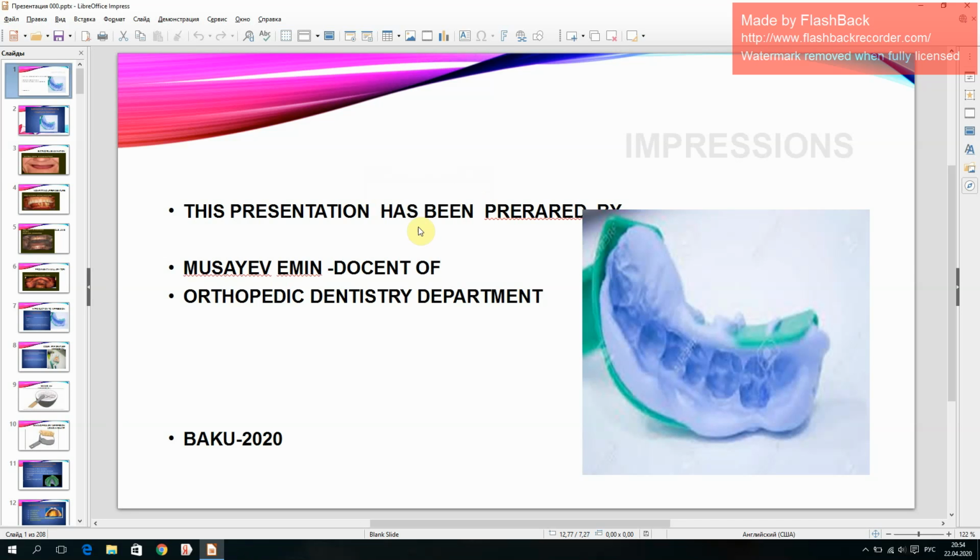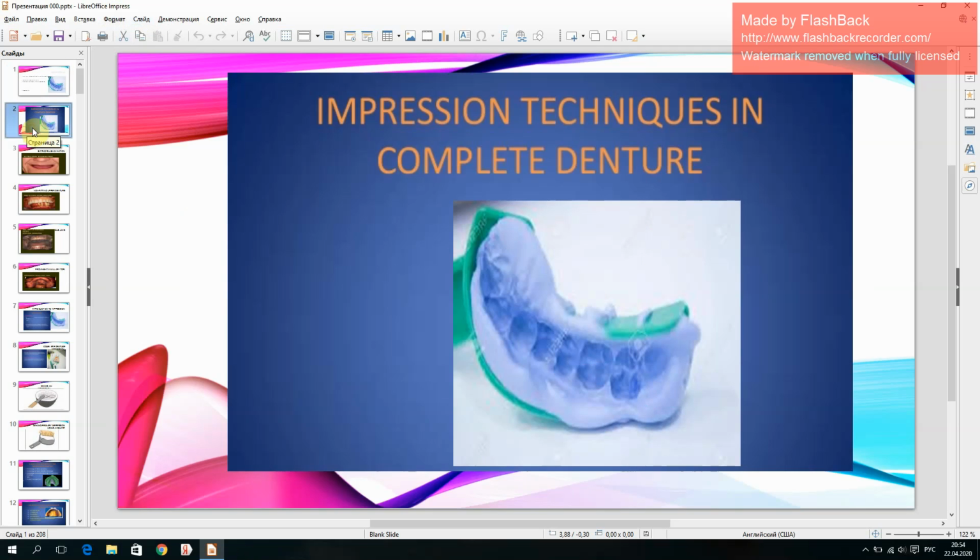Impressions. This presentation has been prepared by Musayev Emin, Docent of the Orthopedic Dentistry Department. Impression techniques in complete denture.